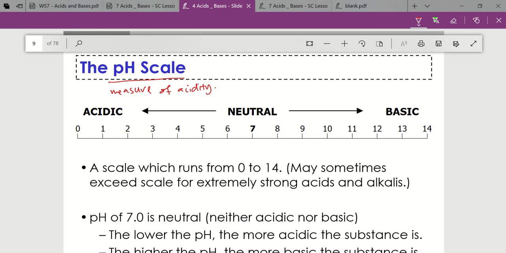And it really depends on what book you're looking at. Some books will still say that it's 1 to 14. Some books will say that it's 0 to 14. And actually, both of them are correct. Okay, and in this whole scale, our midpoint is 7. So 7 is when it is neutral. An example of a neutral substance, we all know, is water.